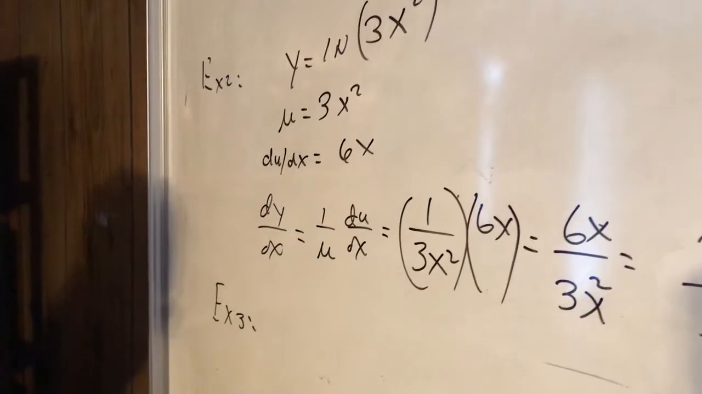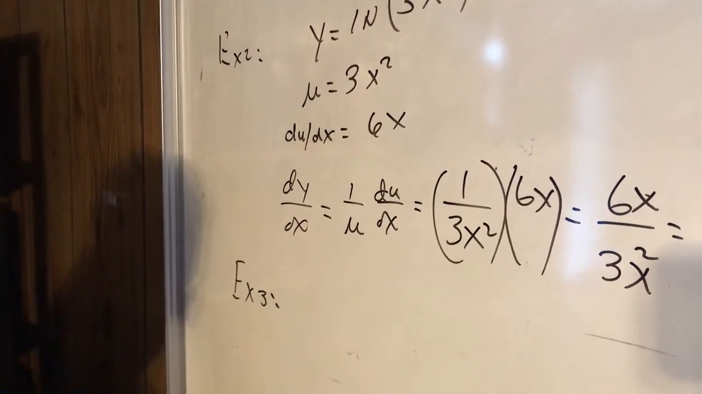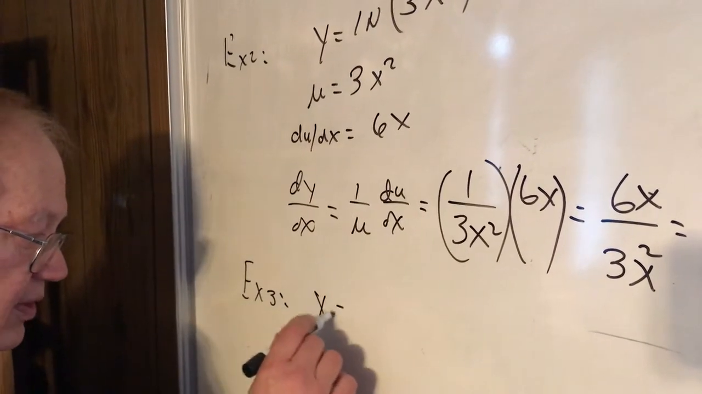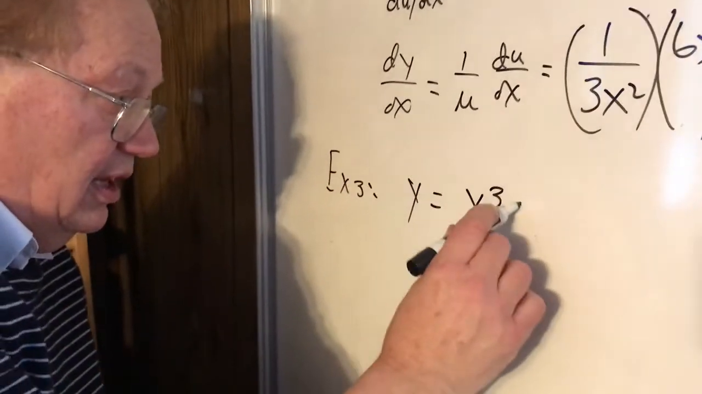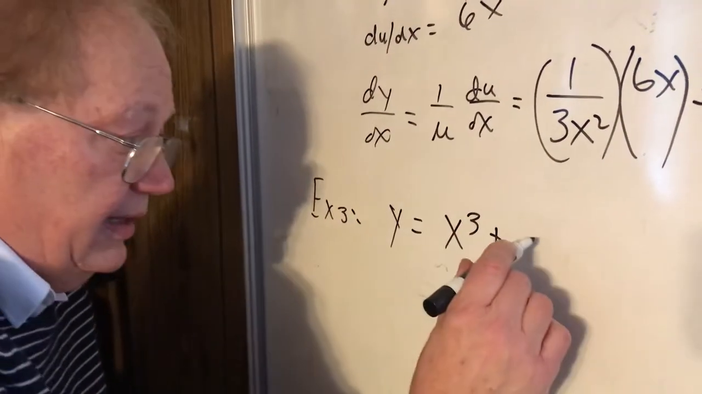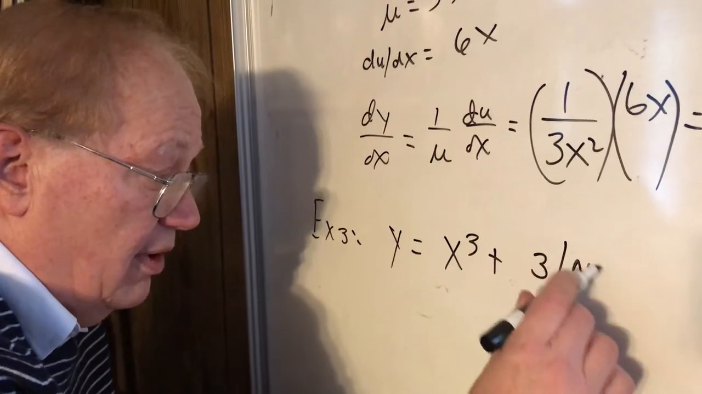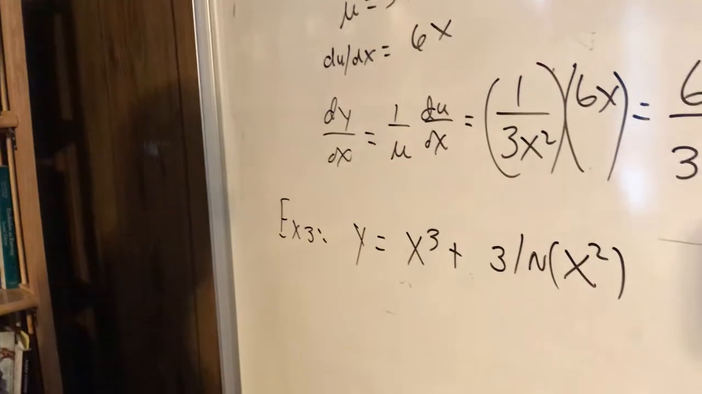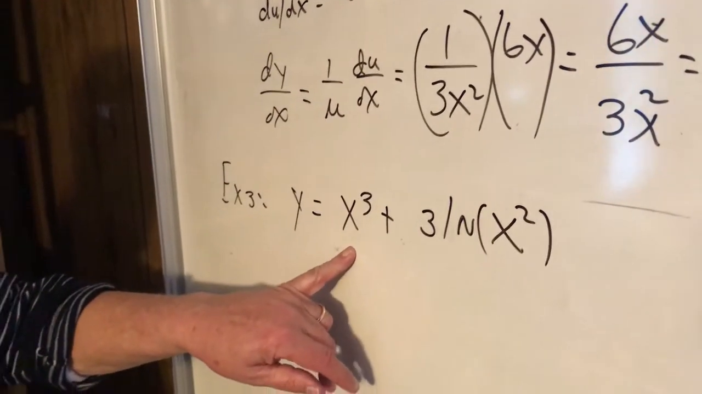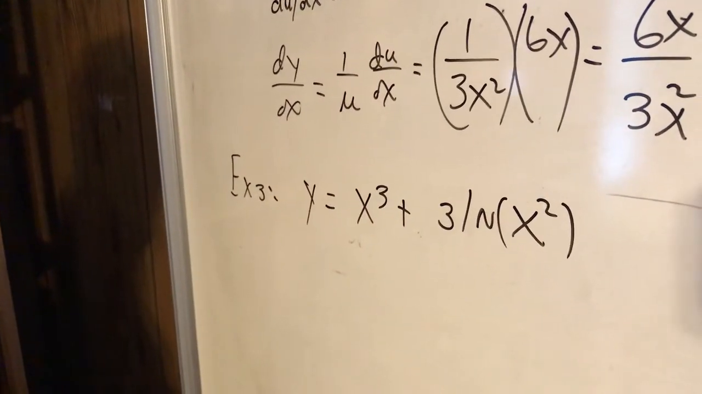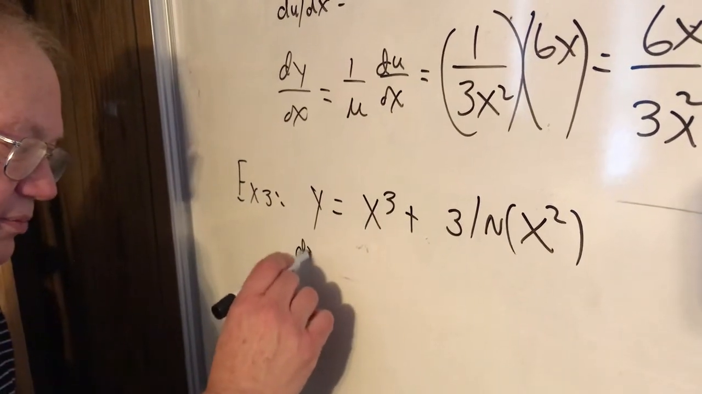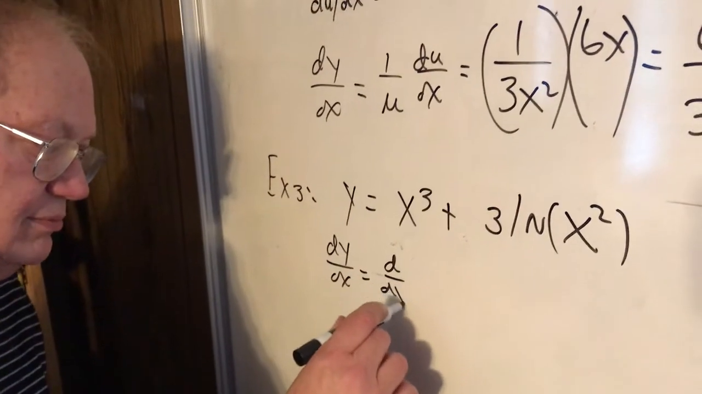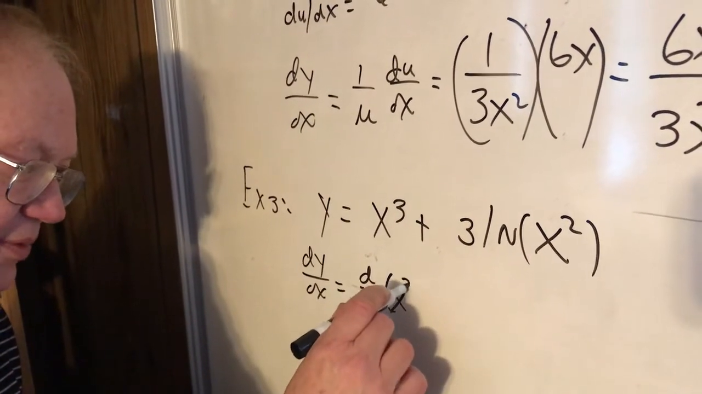Okay, so this example is one that's a little bit more complex, where y is x cubed plus 3 times the natural log of x squared. Notice this is not a log. In order to take the derivative, I have to take the derivative of each term. So I would take the derivative of this one. That's a simple power rule.